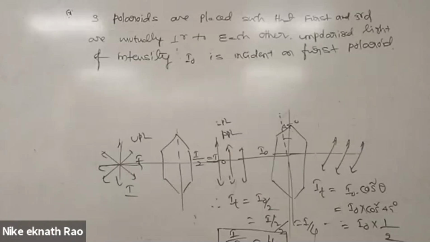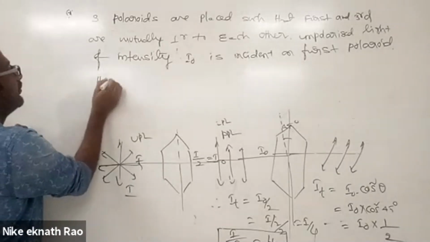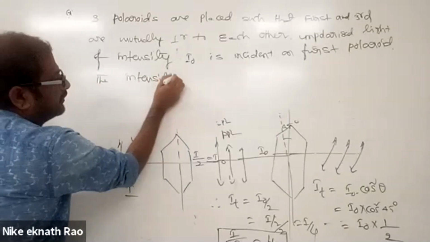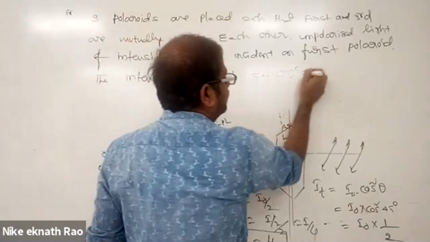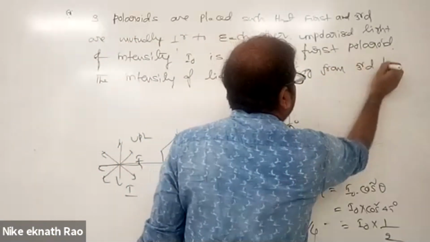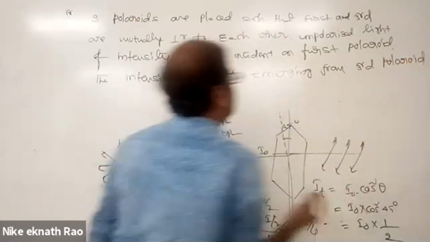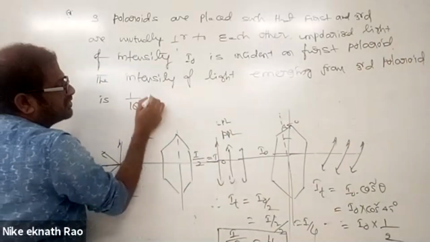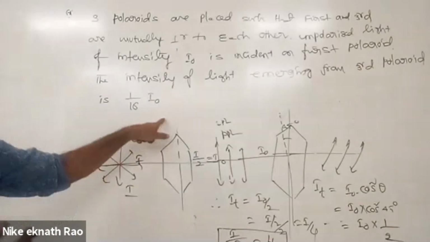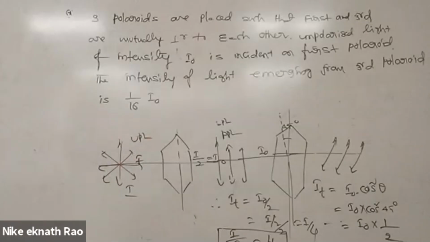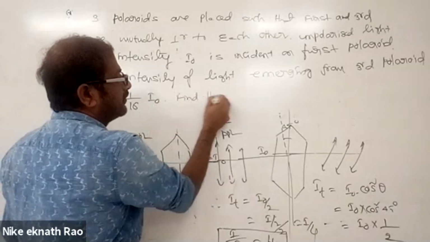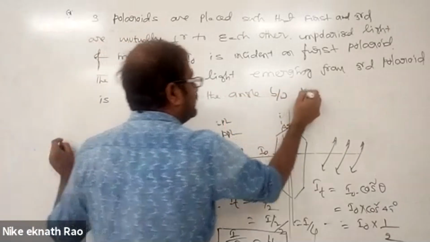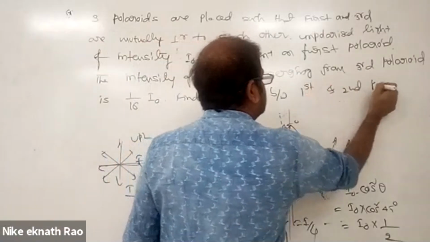The intensity of light emerging from the third polaroid is 1/16th of the intensity of incident light. Find the angle between the first and second polaroid.